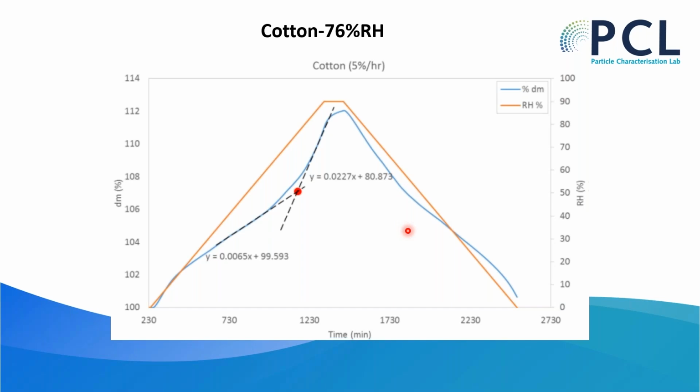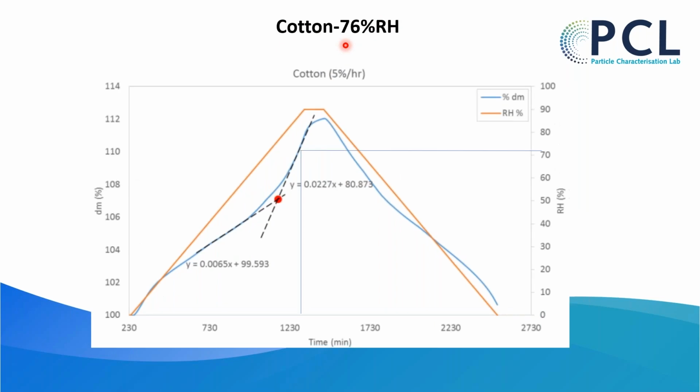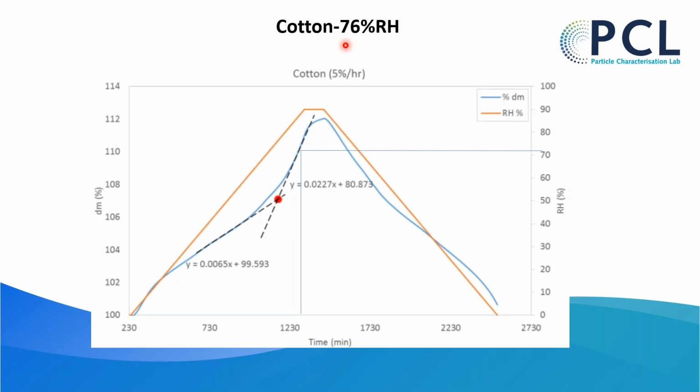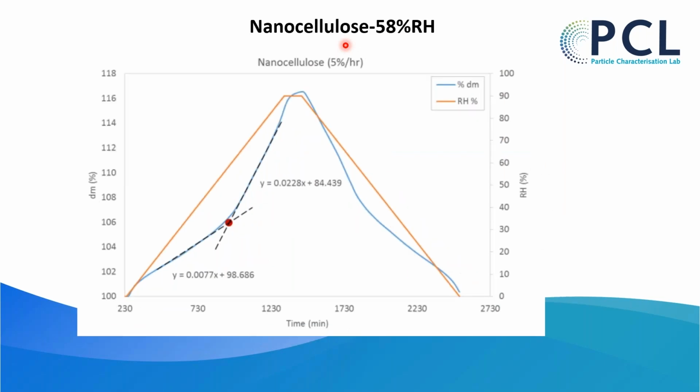It's the same approach. We ramp up the humidity and we fit the data and we determine the critical humidity. And for cotton, it was 76%. Sorry, I got the cotton data twice. Okay, fine. And we've got some nanocellulose.